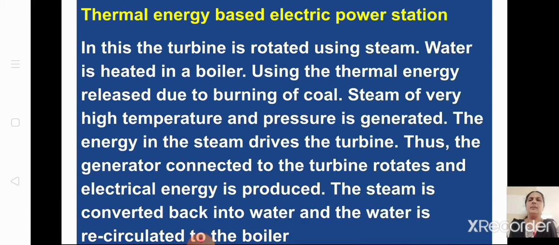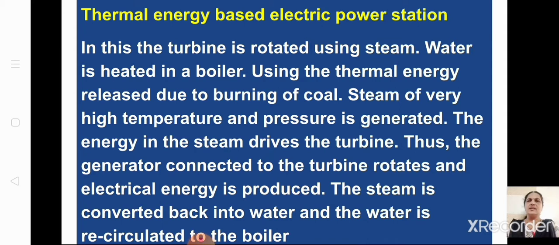Okay. Now, first we learnt about thermal energy based electric power station. In this, the turbine is rotated using steam. So what is used to rotate the turbine is steam. Water is heated in a boiler. We learned this in detail.